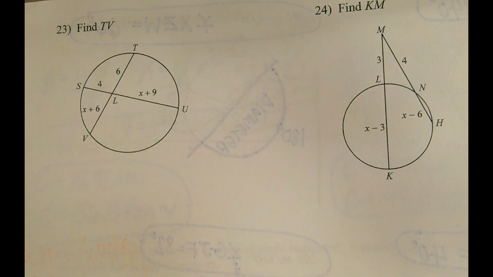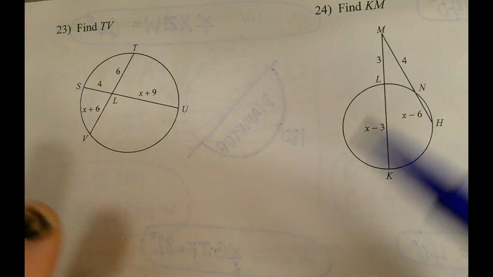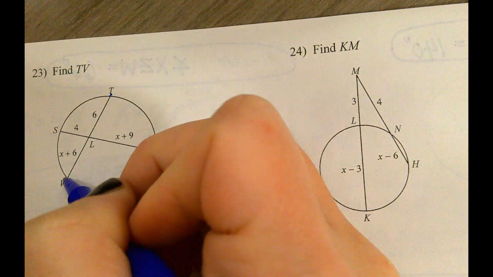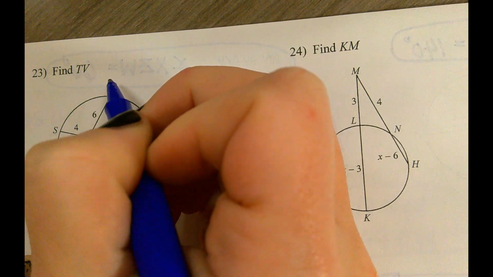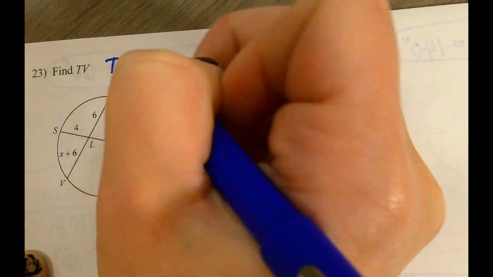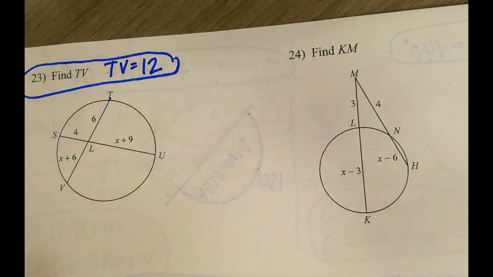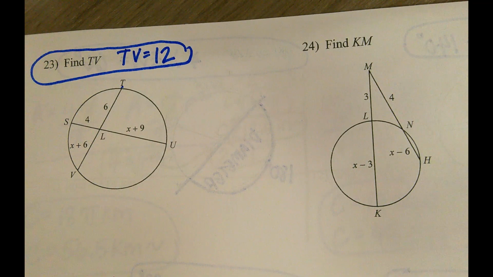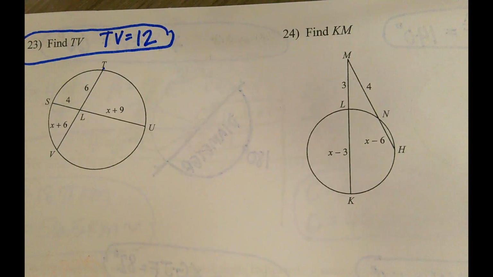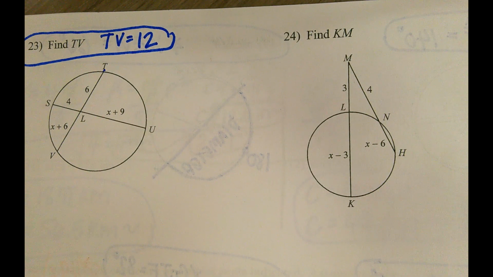Number 23 is just like the last two. I will give you the answer so that if you decide to work it out later, you can check your work. 23, the measure from T to V is 12. Suddenly 24, we have something different.